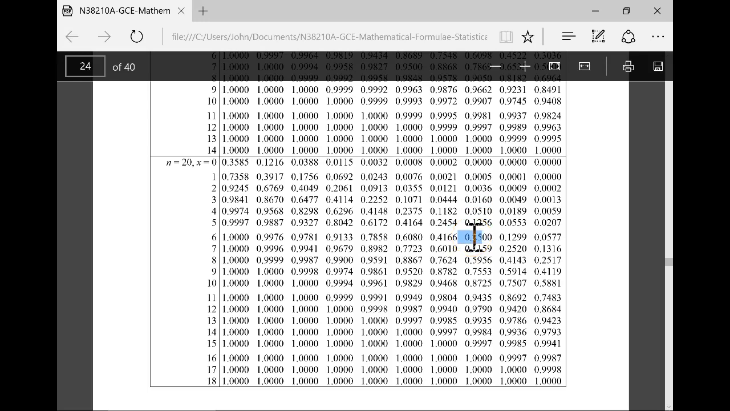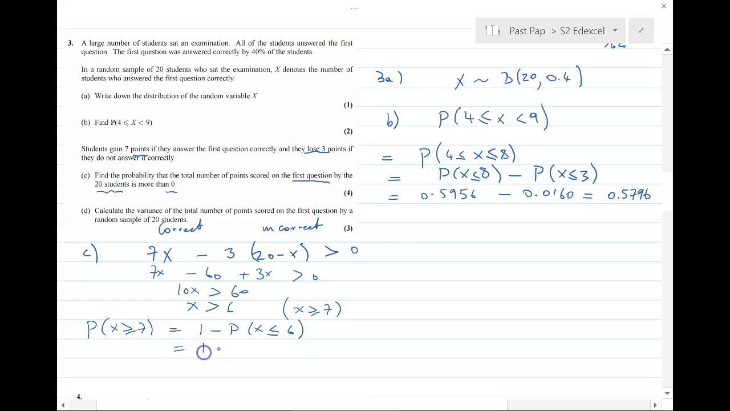So the probability of it being less than or equal to 6 is 0.2500. So that's 1 minus 0.2500, which is 0.7500. Okay, so that's part C done. Right, part D is kind of related to this, but now it wants the variance of this.